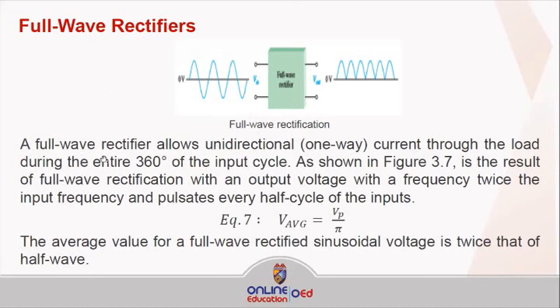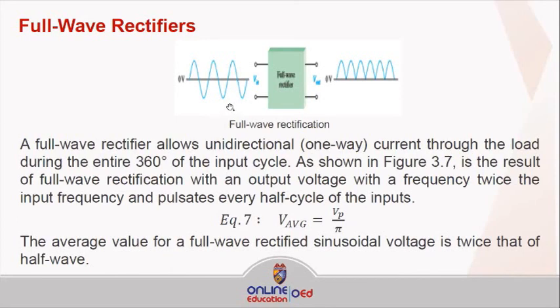A full wave rectifier allows unidirectional one-way current through the load during the entire 360 degrees of the input cycle, as shown in figure 3.7. Okay. Ito kasing full wave rectifier, ina-allow niya yung unidirectional na one-way current papunta dun sa load during the entire 360 degrees or isang cycle ng input cycle.